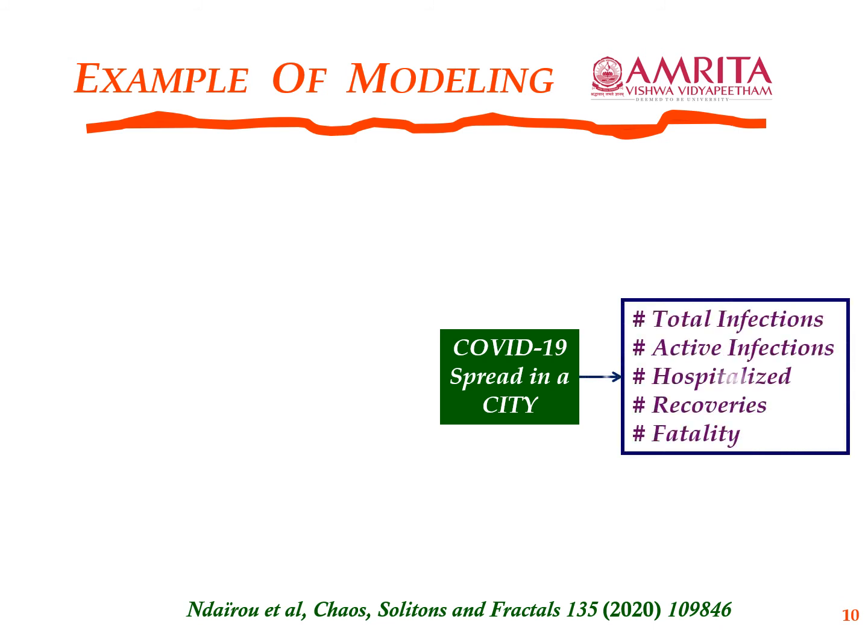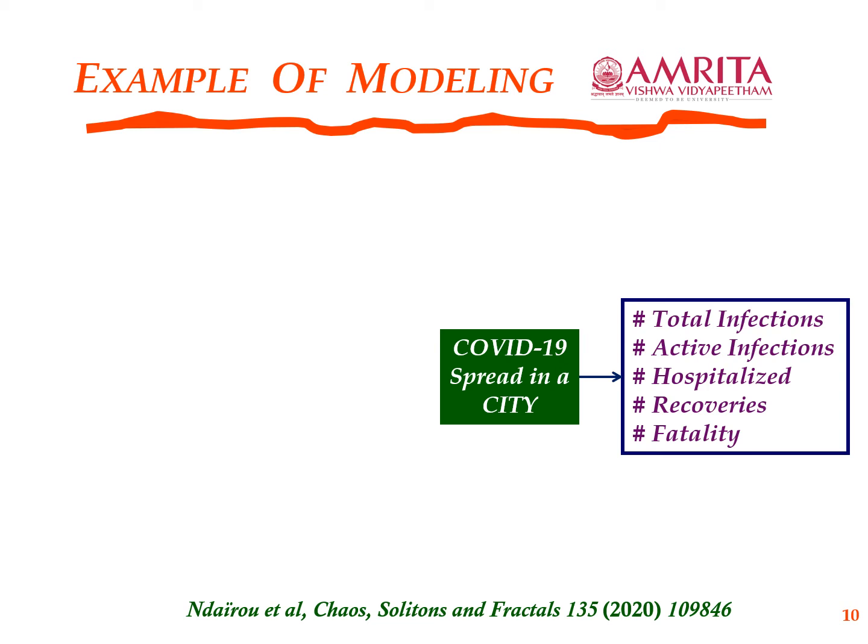So basically, what are the outputs that you are looking at? What is the total number of infections? What is the number of active infections? How many of these active infections are hospitalized? How many of the total infections have recovered? And how many of the total infectious patients have unfortunately passed away? So these are the kind of information that you want to learn and track. All right, this is what the model should be able to predict.